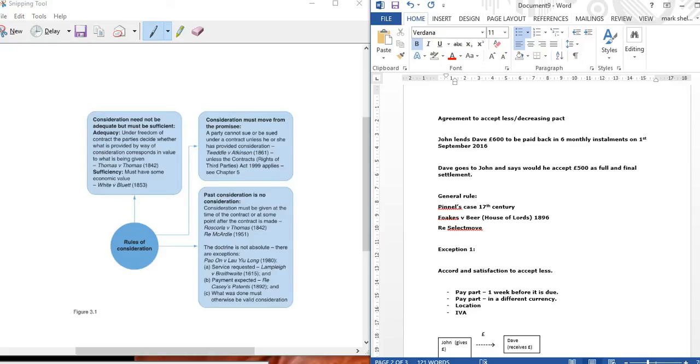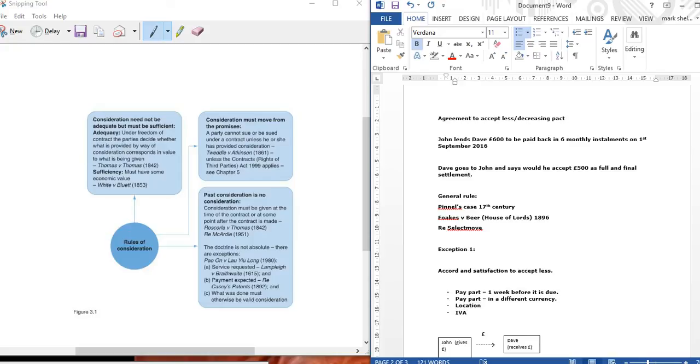So that's the common law exception, and the authority for that is still Pinnel's case, Foakes v Beer, and Re Selectmove. These cases reinforce that there are exceptions to the general rules. There's no need to introduce any new case law on that.